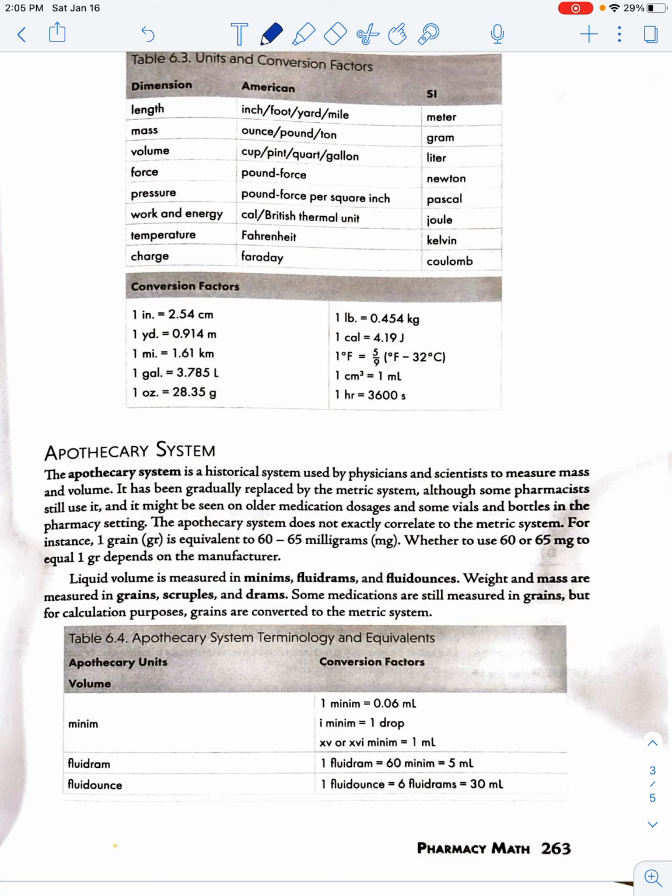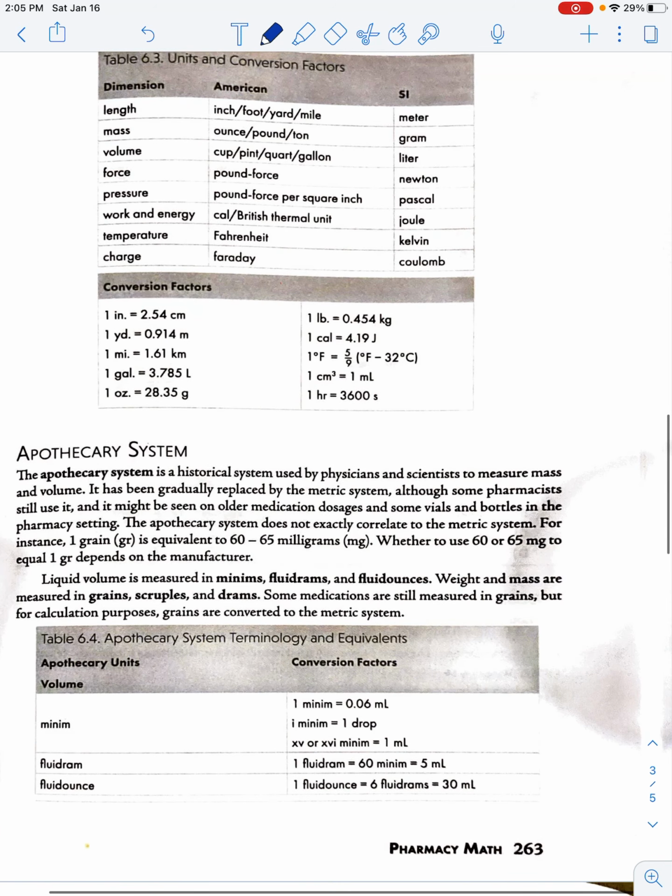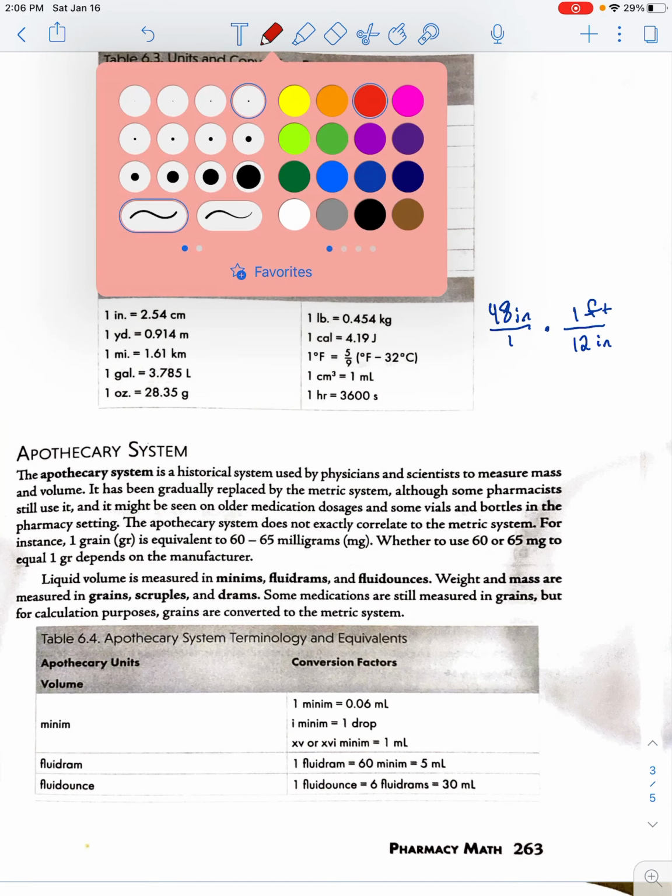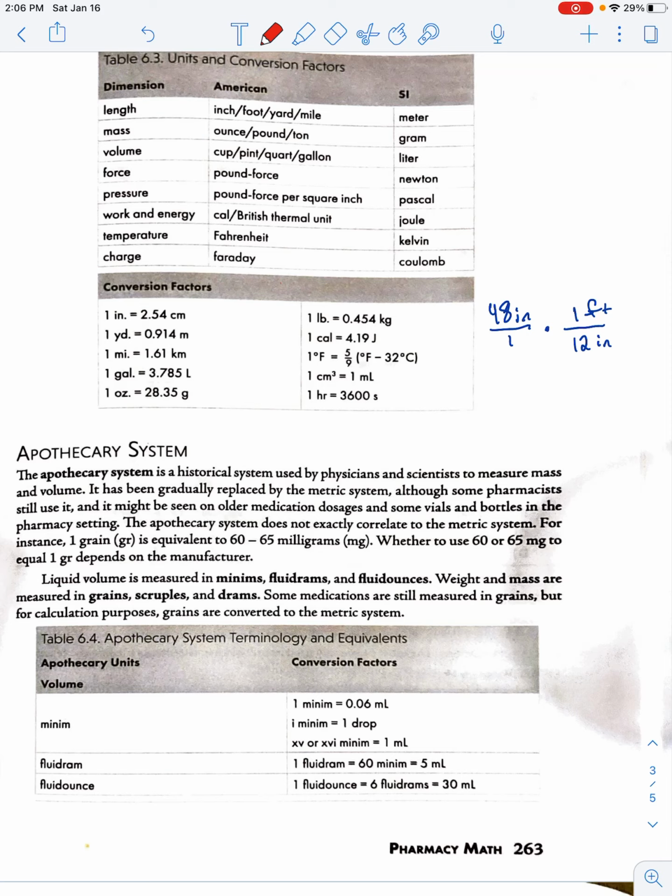So what you could do is, and I'm just going to write it over here on the right side, you could say 48 inches, that's what we're starting with, and write it over 1, and then multiply by the conversion factor. So the conversion factor is that there are 12 inches in 1 foot. I'm going to write the 12 inches at the bottom and the 1 foot at the top. And the reason we're doing that, if you remember from the previous video, is so that the inches in our original quantity and in our conversion factor will eliminate each other, and what we'll be left with in terms of units is the foot.